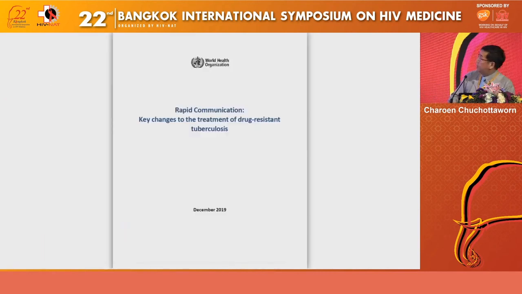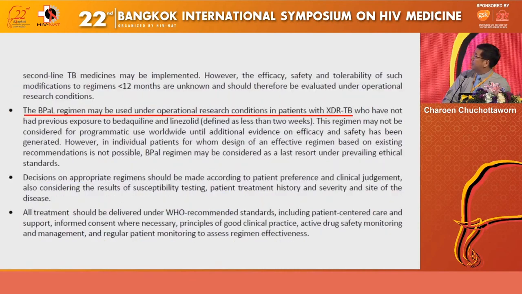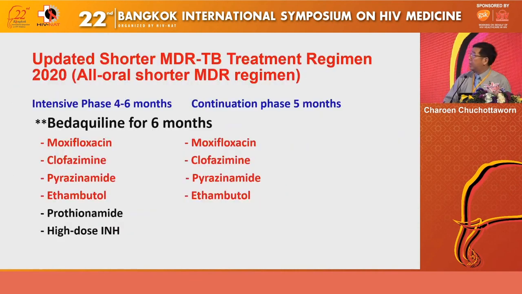Last month, the WHO launched this guideline, key changes to treat drug-resistant tuberculosis. They asked us to drop amikacin from the shorter regimen and substitute amikacin with the BDQ. Fade out the aminoglycoside. So now the shorter regimen is like this: BDQ for 6 months, combined with 5 drugs.